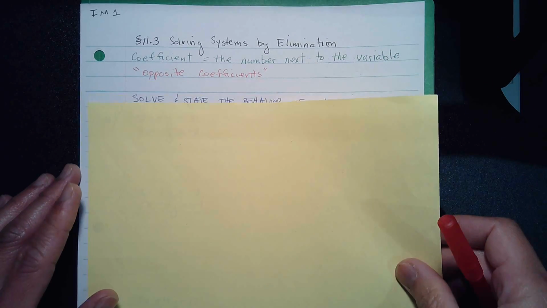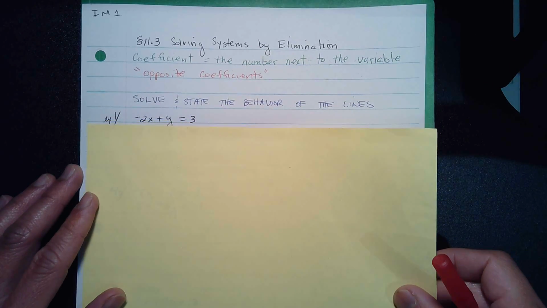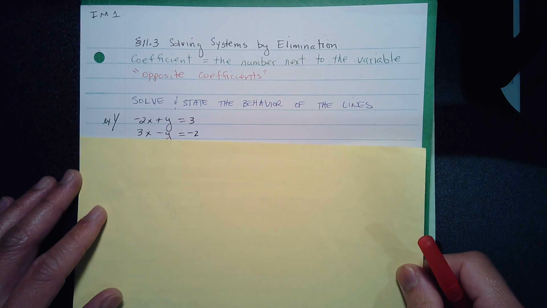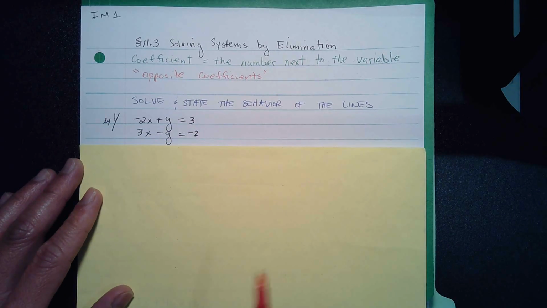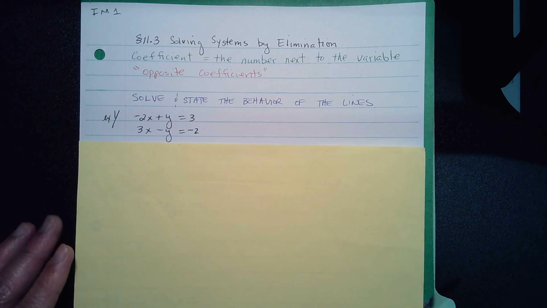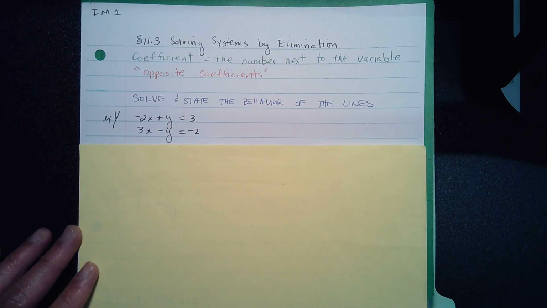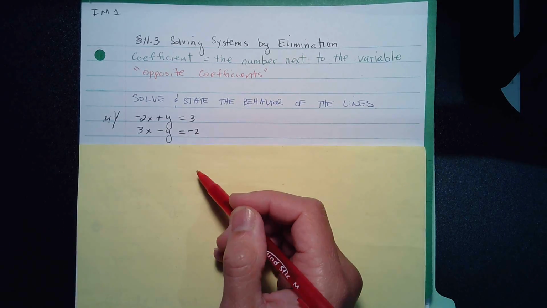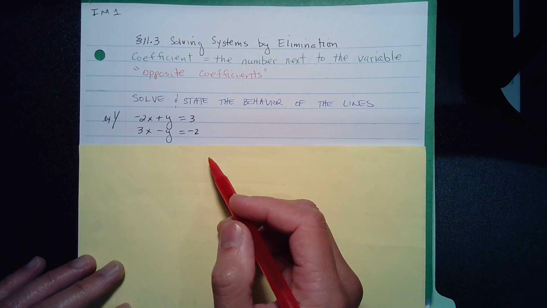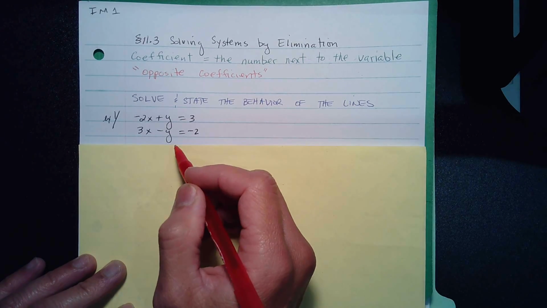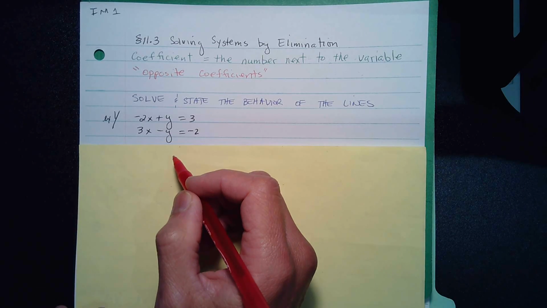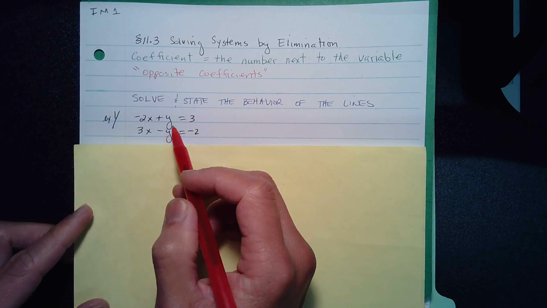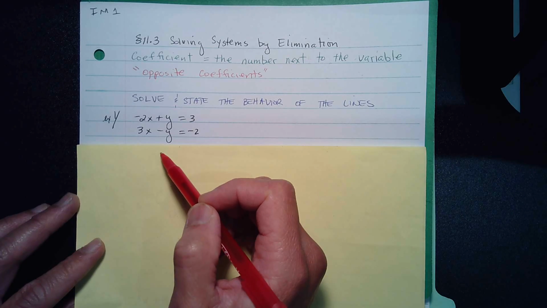So in example 1, it says solve and state the behavior of the lines. In section 11.1, we solve systems by graphing. In 11.2, we solve systems by substitution. So in 11.3, we're going to solve systems by elimination. What we're looking for is any opposite coefficients.